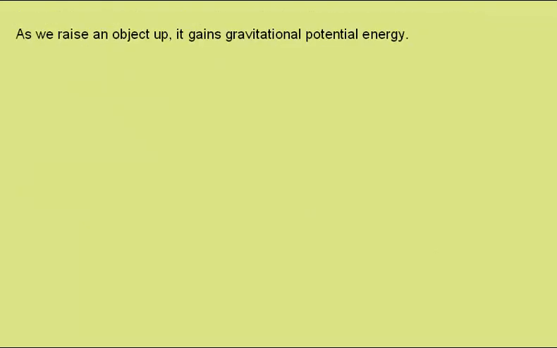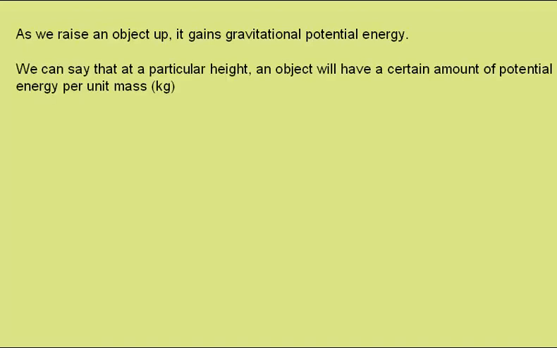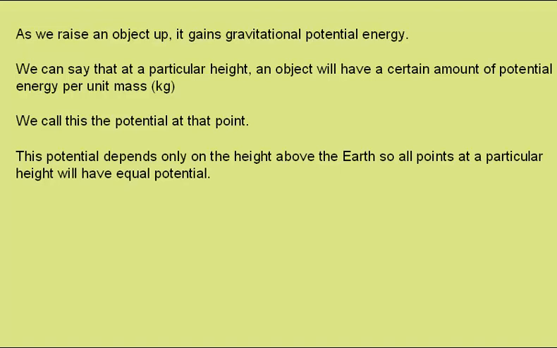As we raise an object up above the Earth's surface, it gains gravitational potential energy. We can say that at a particular height, an object will have a certain amount of potential energy per unit mass, being a kilogram. We call this the potential at that point. So this is a property of a particular region in space, regardless as to whether a mass is there or not.